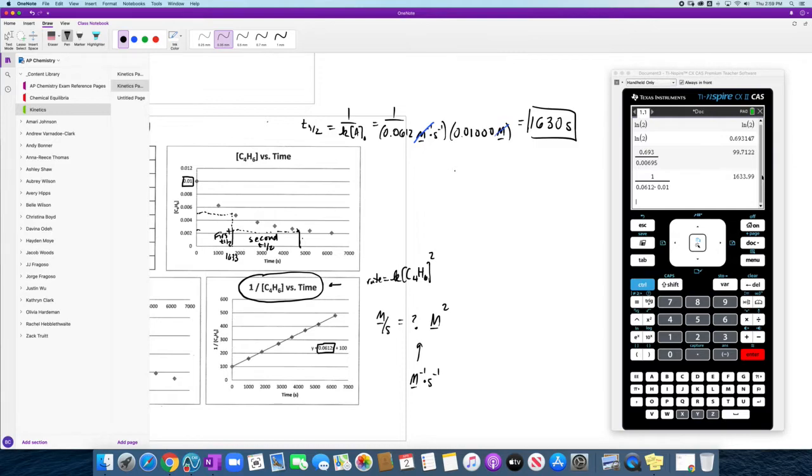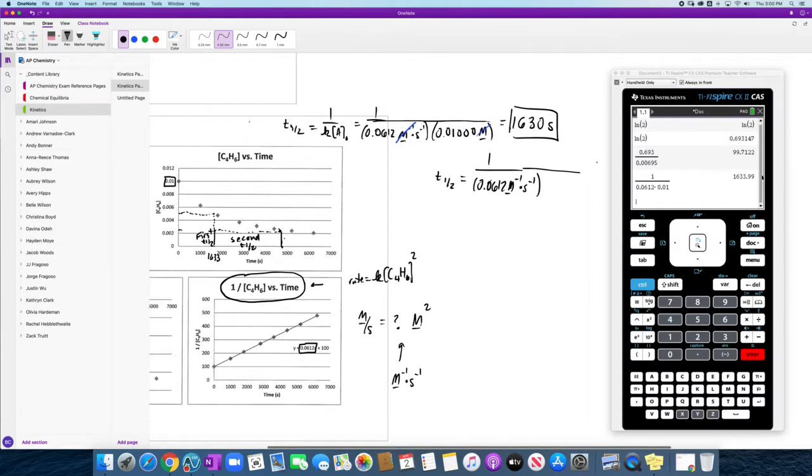So for the second half-life, we would plug in a different initial concentration. This time, same rate constant, 0.0612 molarity -1, seconds to the -1. The rate constant's still the same. But this time, the initial concentration, we're going to use the 0.005. And then how much time will it take to get to half of that? So I'm going to put 0.005 molarity. Again, molarities divide out. We're left with per seconds in the denominator.